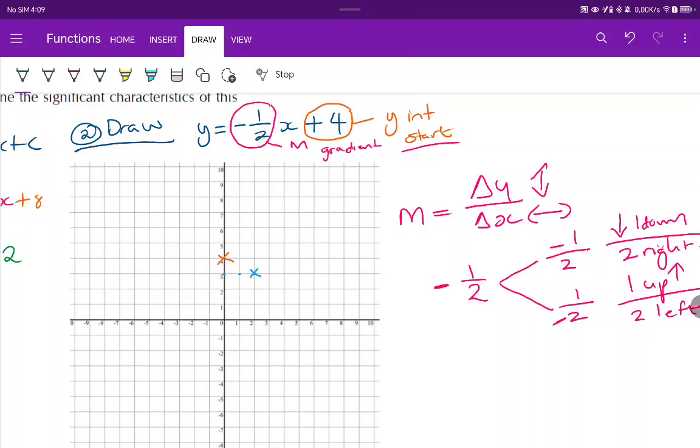I put an X over there. Again, 1 down and 2 to the right, put an X over there. 1 down and 2 to the right, put an X over there. 1 down and 2 to the right, put an X over there.